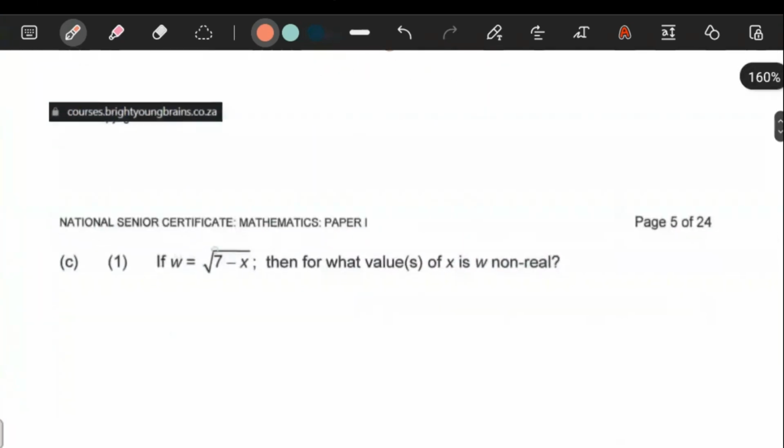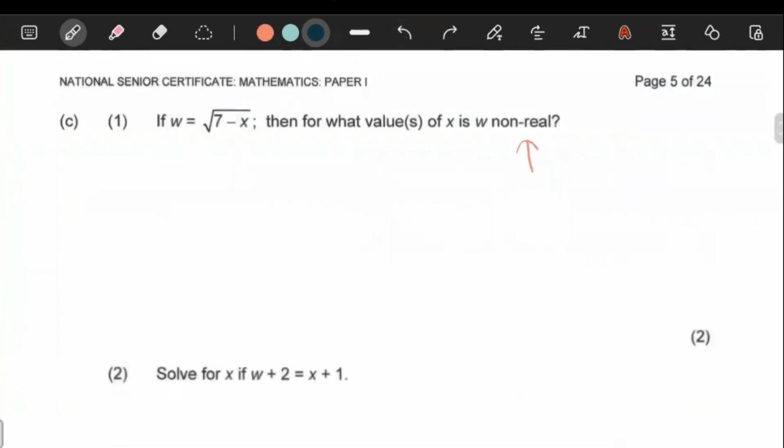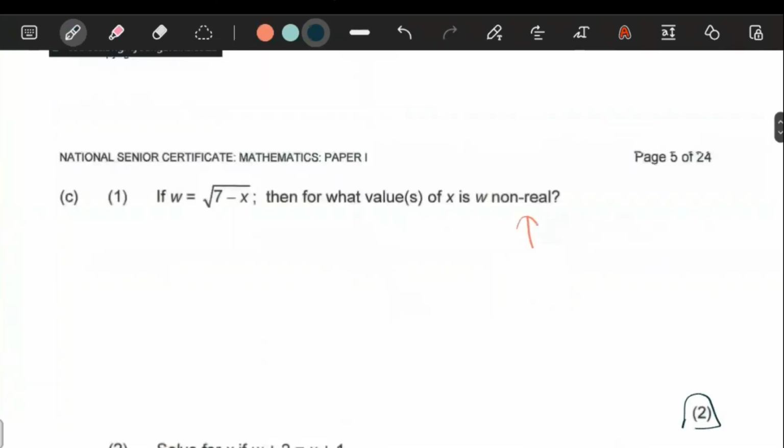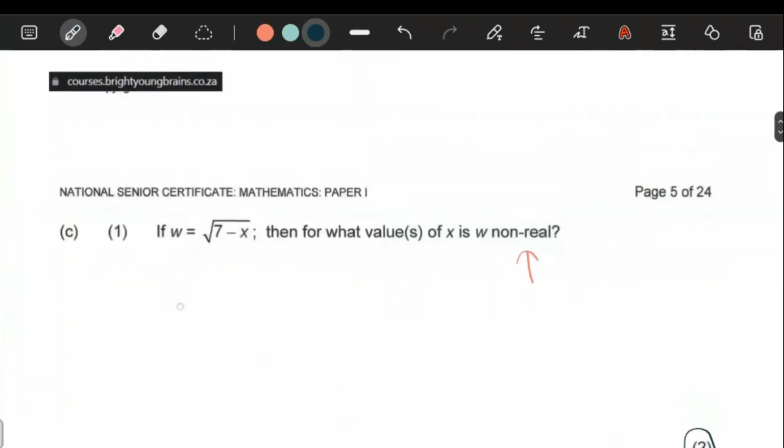See, here it says, if w is equal to this expression, then for what values of x is w non-real? If w is equal to this, for what values of x is w non-real? For w to be non-real, the value under your square root symbol has to be a negative. You see, that's why this is just a 2-mark question. For anything under a square root to be non-real, whatever is under that square root has to be below 0. So we have to work out where this is below 0. So this is below 0.